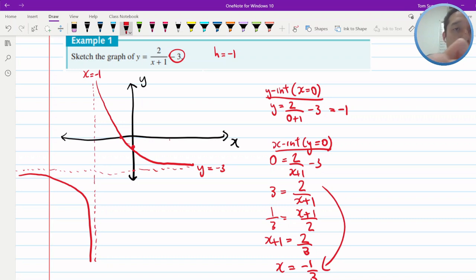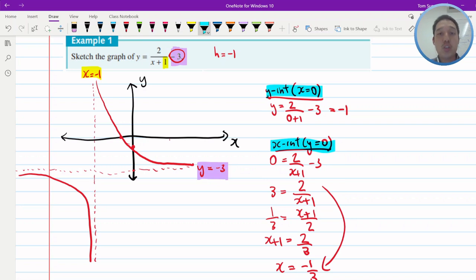We first identified our horizontal and vertical asymptotes by using the values over here. This is one here, this is one here. I looked at this value to determine the first value, and this value to determine the second value, and that gets my asymptotes. I then determined my y-intercept and x-intercept, and I was able to gain an understanding of how to sketch the graph.